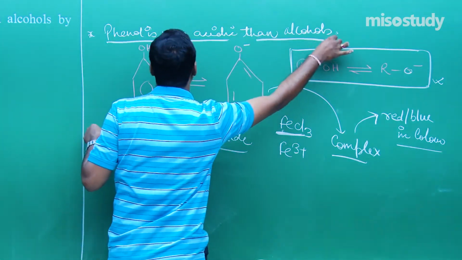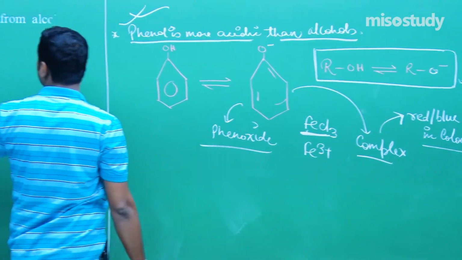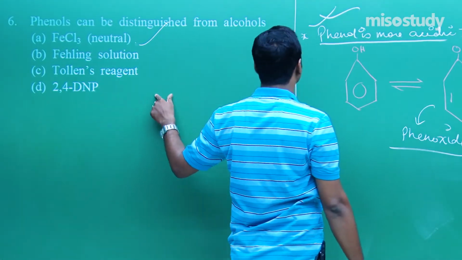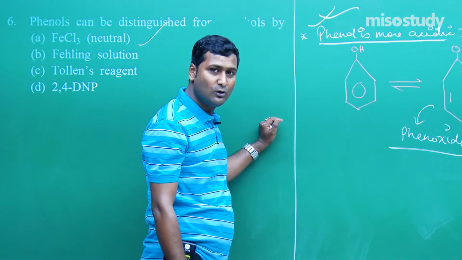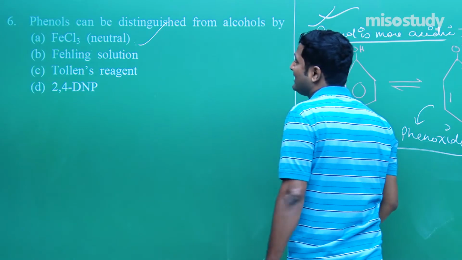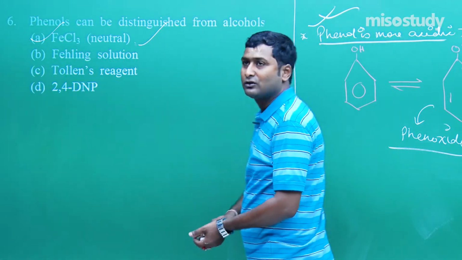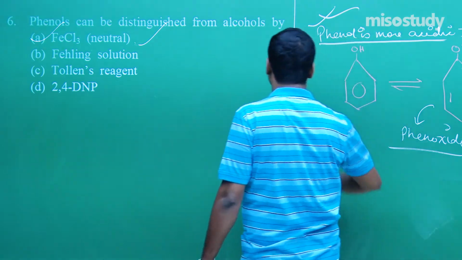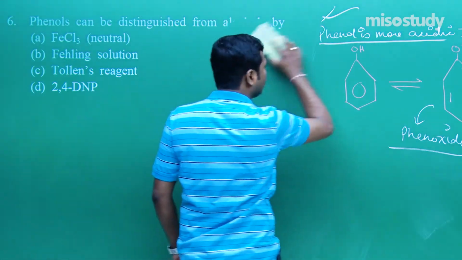There are many more methods. During my lecture I have discussed this thing. So now according to the question, which one is the best method? That is FeCl3. Clear to you? What is the answer in this case? For question number 6, A is the correct option. Now friends, I am going to rub this part and we'll discuss the next one.